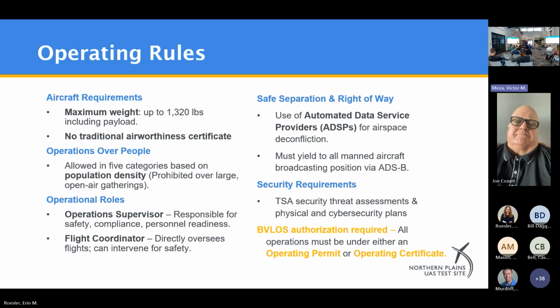Okay, so if we think back to the other side, the top box in there was the operating rules. So operating rules, first and foremost, aircraft requirements: the max weight that we see within Part 108 is 1,320 pounds. As I said before, that kind of aligns to what we see in light sport standards. So it wasn't a surprise to see that that was the weight requirement. There is no traditional airworthiness certificate. However, hopefully I beat it to death that airworthiness acceptance is a replacement to that and is still equally hard to get and achieve.